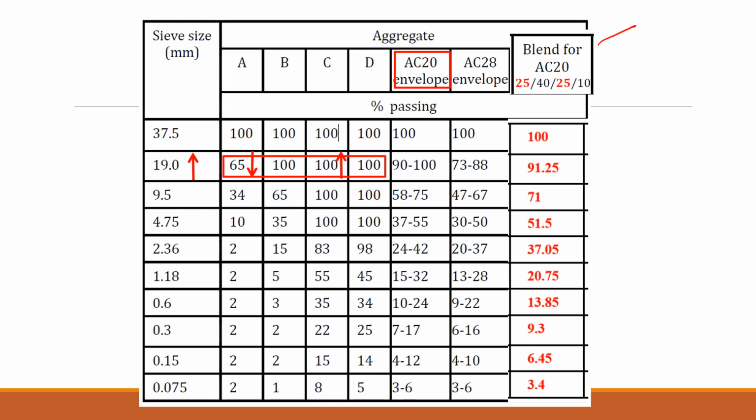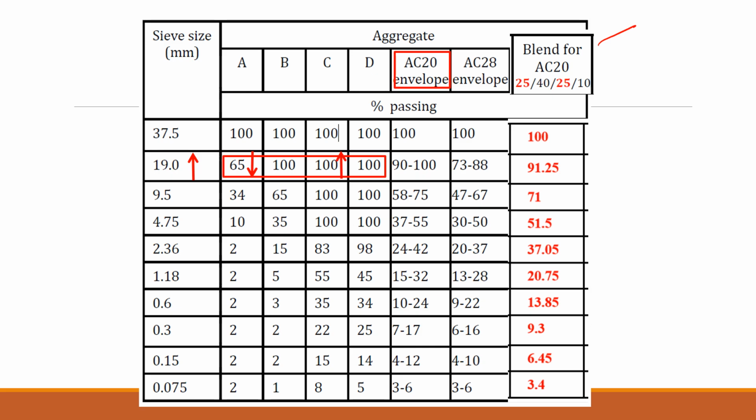AC20, is this blend okay or not? Yes, it is. So we can use this as our AC20. When you plot this in your grading graph, where should it be? It should be within the envelope. It should go inside the envelope. So you can plot this one as well. Any question up to here?